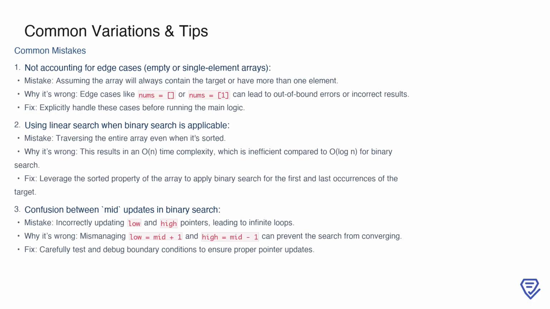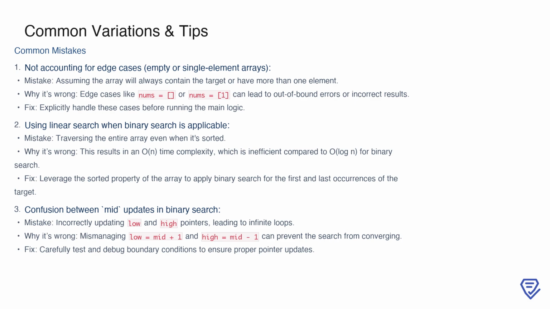When solving this problem, there are several common mistakes to watch out for. First, not accounting for edge cases like empty arrays or arrays with only one element is a frequent error. For example, if you assume the array will always contain the target, you risk running into out-of-bound errors or returning incorrect results. To address this, make sure to explicitly check for these scenarios before proceeding with your main logic.